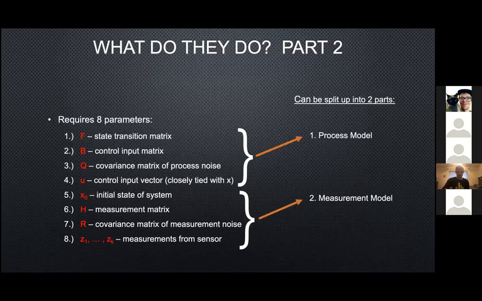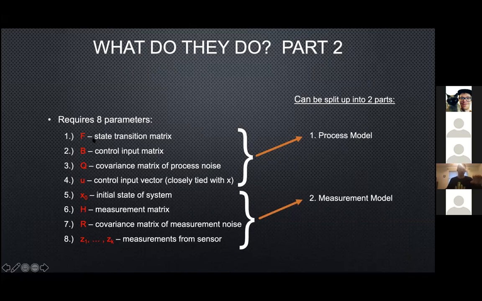This is a little bit of math, but these are just the 8 parameters you need. You need 8, and then you're done. Just stick with me here. They can be basically split up into 4 and 4. There is the process model and there's the measurement model. The process model deals with the past state. The measurement model deals with the sensor. Like I said, there are 2 inputs, your past state and your measurement.